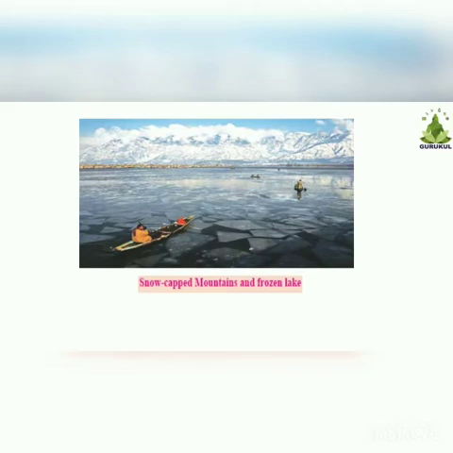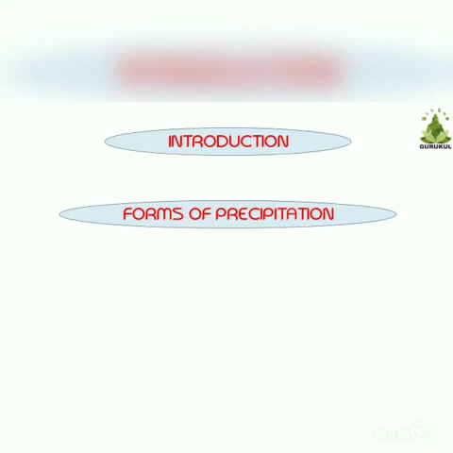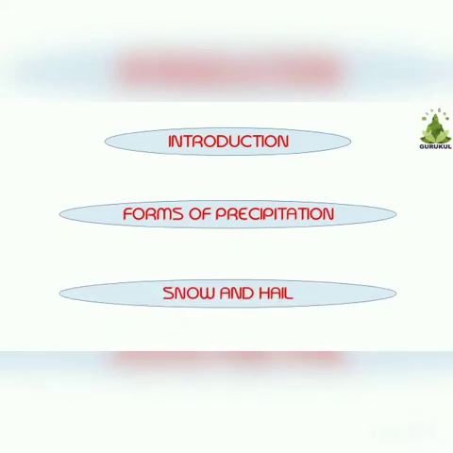You can see in the figure, children, it is very clearly shown. It's a frozen lake. So in this video, we have seen the introduction part of precipitation. We have seen forms of precipitation. Children, in the next video, we'll be dealing with snow and hail. They are also forms of precipitation, but we'll deal in detail with snow and hail.